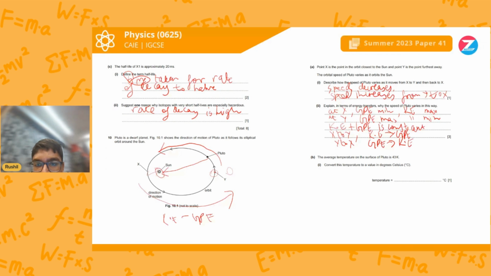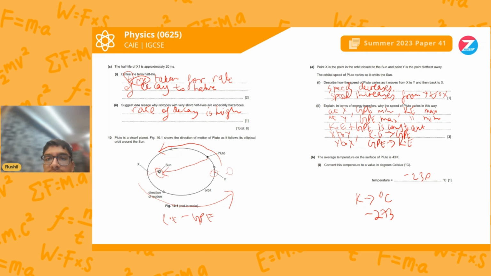Then the average temperature on the surface of Pluto is 43 Kelvin. Convert this temperature to a value in degrees Celsius. We know that to convert from Kelvin to Celsius, we have to subtract 273. So here, 43 minus 273 is minus 230 degrees Celsius.